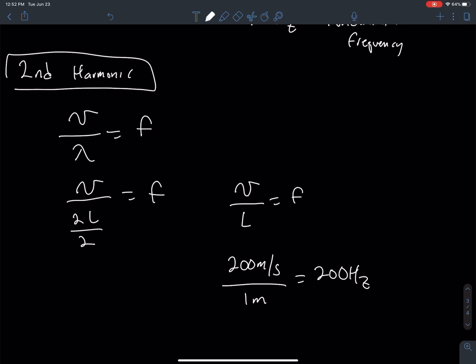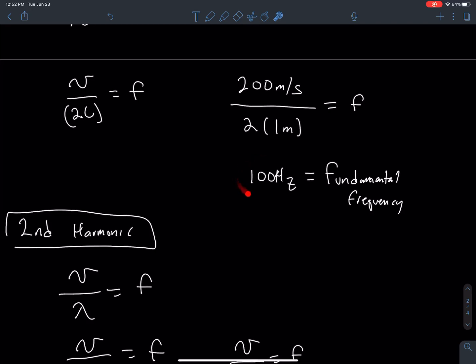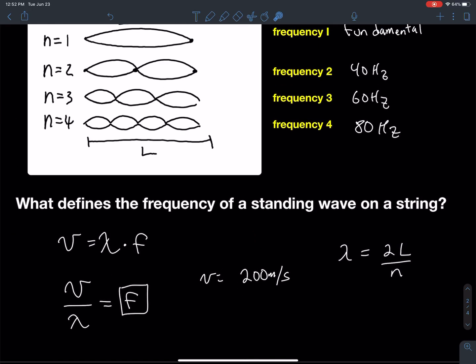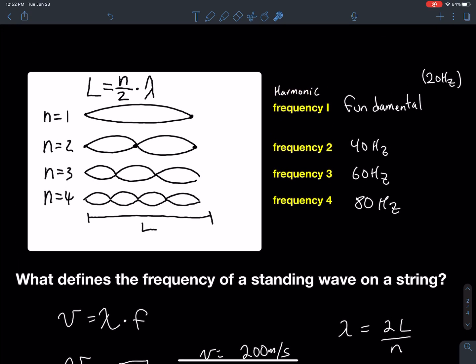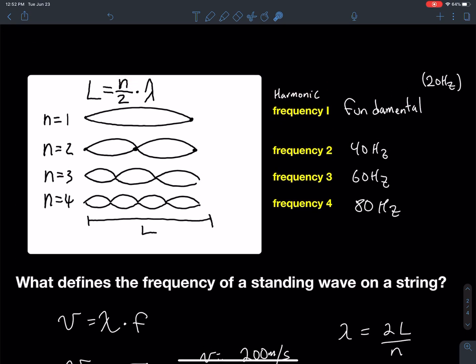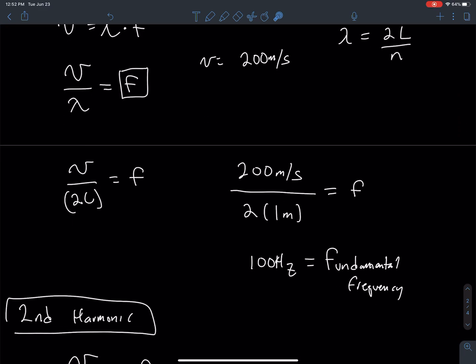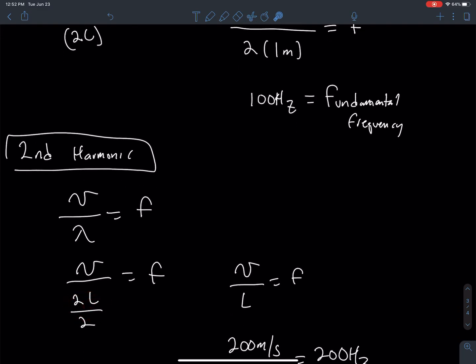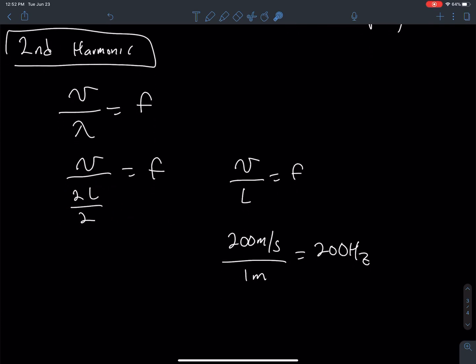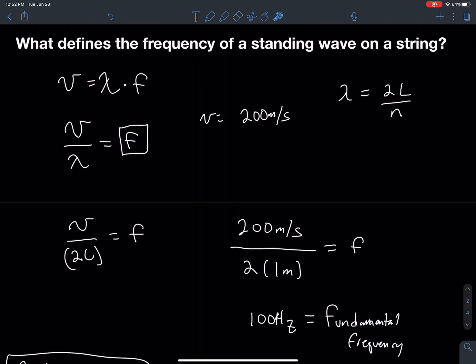And you can see from that calculation that 200 hertz, which is the second harmonic, really is the fundamental frequency times 2. And if we repeat the process for n is equal to 3 and n is equal to 4, so 3/2 of a wavelength is equal to the length, if I plug that into this equation, 2 over 3 times L would be the wavelength. I would find out that my third harmonic would be 300 hertz and the fourth 400 hertz. So it's a pretty simple calculation.